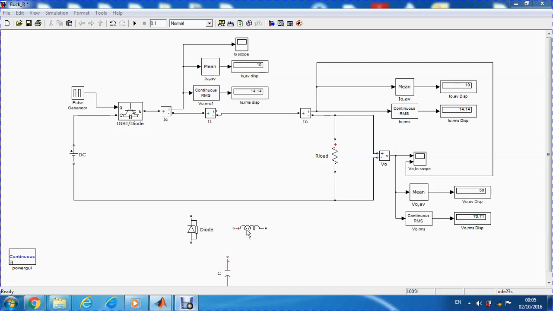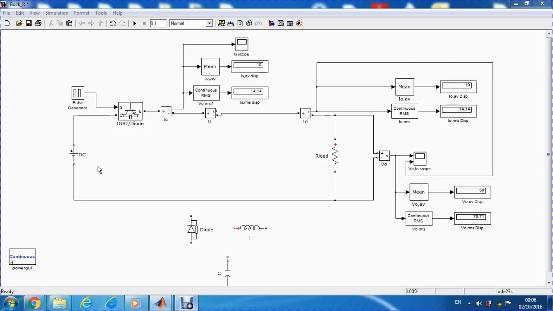We will add an inductor. We will start increasing the value of the inductor to see the effect on the output voltage and the output current. And then we will go back and change the switching frequency, and we will see the effect of that frequency on the output voltage and the output current while fixing the inductor value.